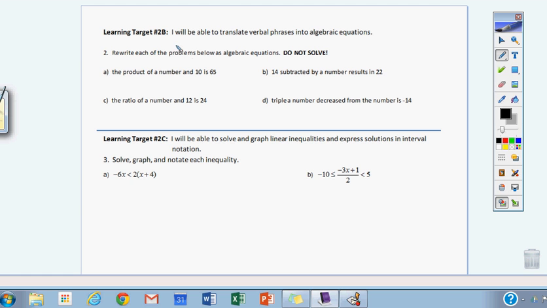The learning target 2B, we're going to turn these words into math. Okay, so into algebraic equations is your key. Don't worry about solving them. We're just going to get them into the equation.